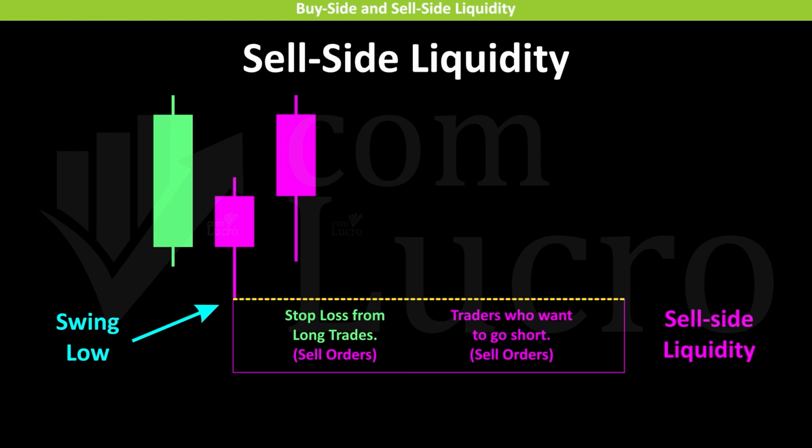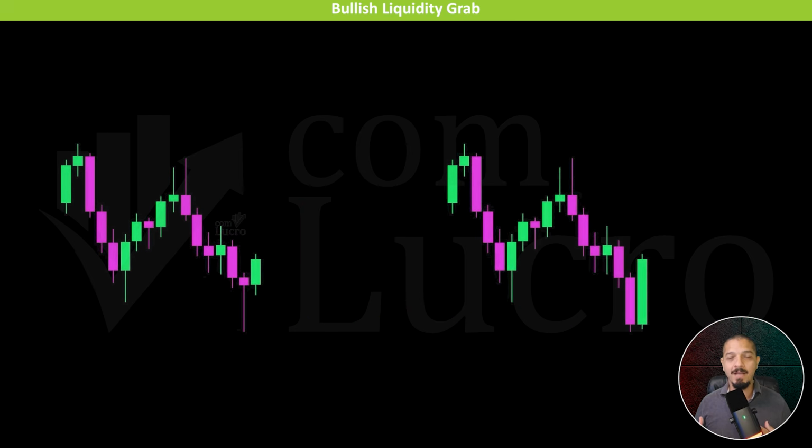The identification of buy-side and sell-side liquidity levels is an important component of the ICT method and helps explain how price moves and where reactions are more likely to occur. Now, let's talk about the liquidity grab.